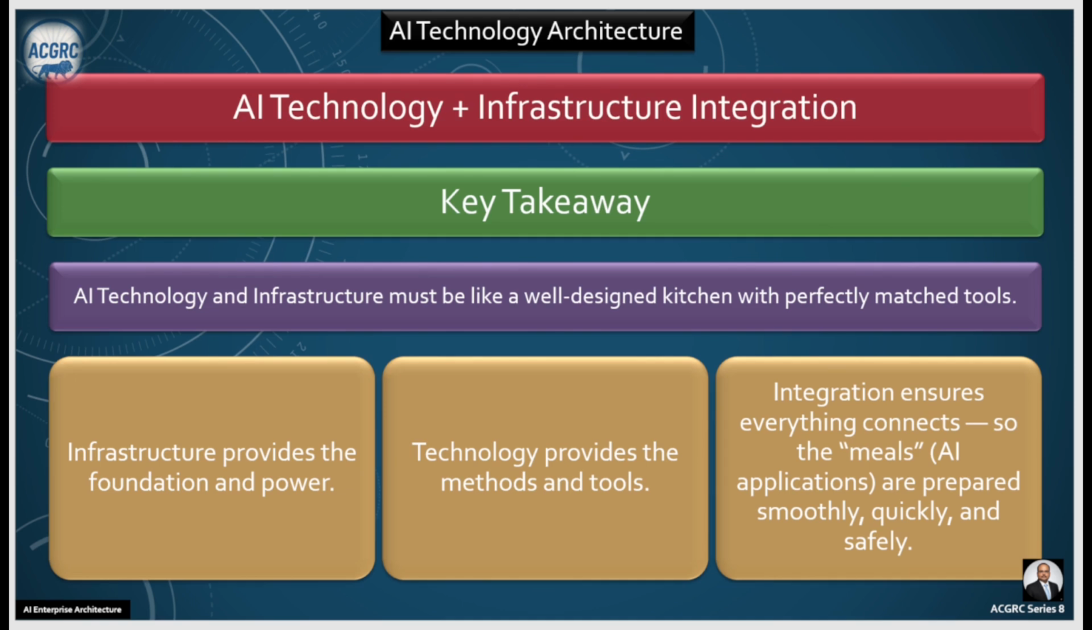Key takeaways: AI technology and infrastructure must be like a well designed kitchen with perfectly matched tools. Infrastructure provides the foundation and power. Technology provides the method and tools. Integration ensures everything connects so the meal, or the AI application, is prepared smoothly, quickly, and safely.